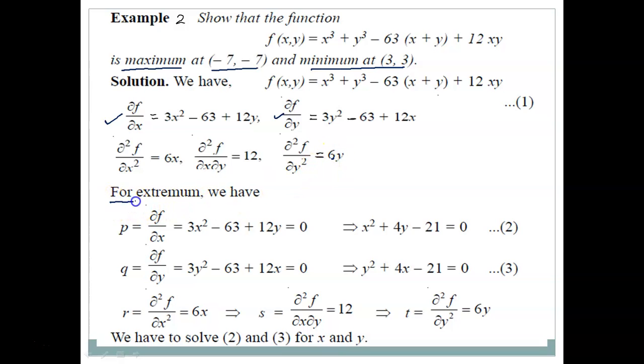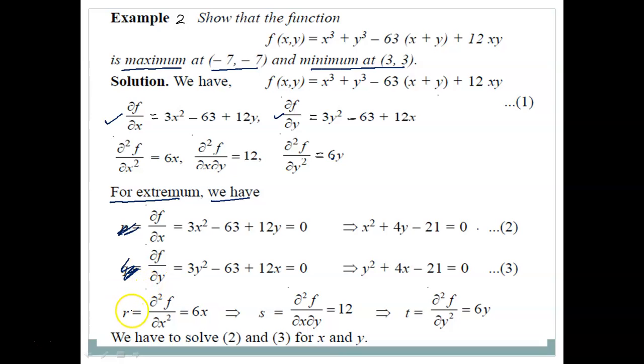Now for the points of maxima or minima, or for extremum, what do we do? We substitute the first order partial derivatives. We don't require this p and q. In fact, you simply say that the first order derivative is this and we are equating it to 0. The first order derivative with respect to y is this and equating it to 0. So after simplification, this gives you equations 2 and 3.